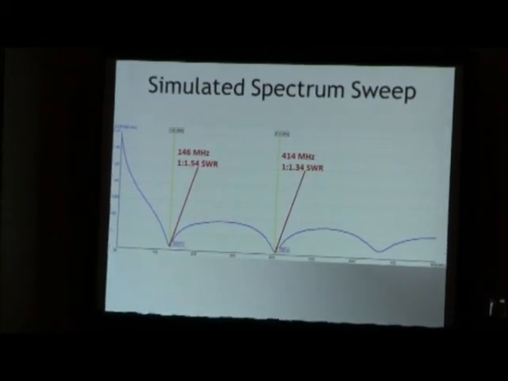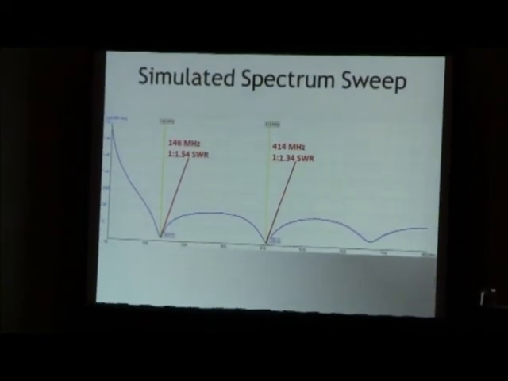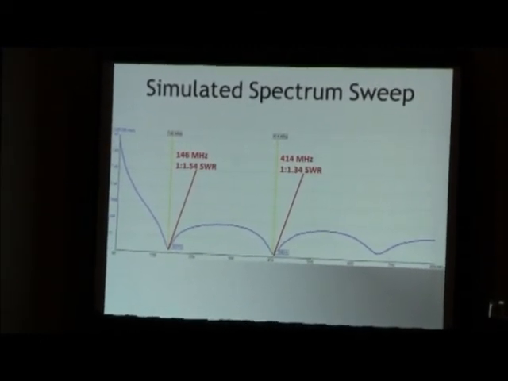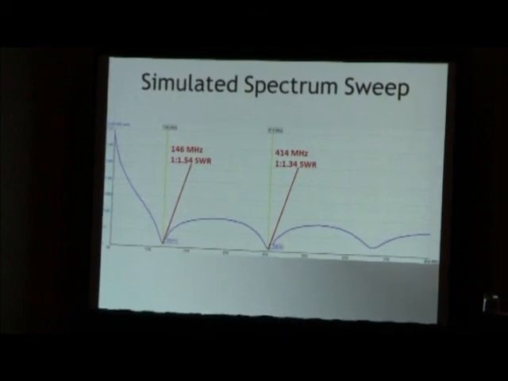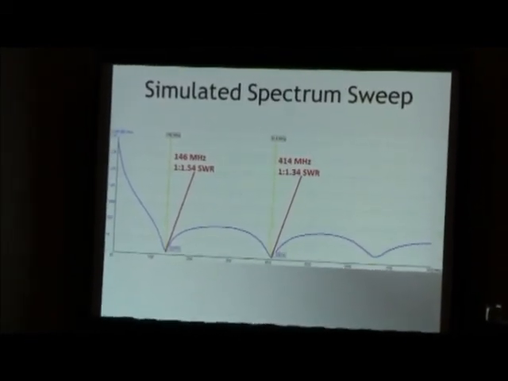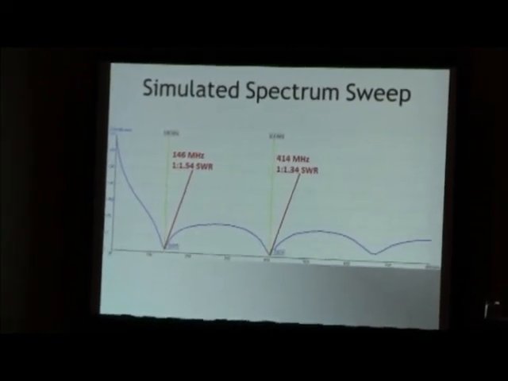So you can see that this antenna would work well for 146 megahertz with a 1 to 1.54 SWR. And this is in the 2-meter amateur radio band. You can also see that this antenna would work well for 414 megahertz with a 1 to 1.34 SWR.